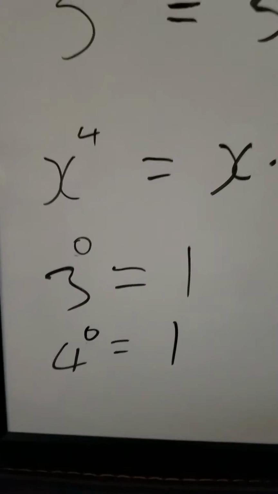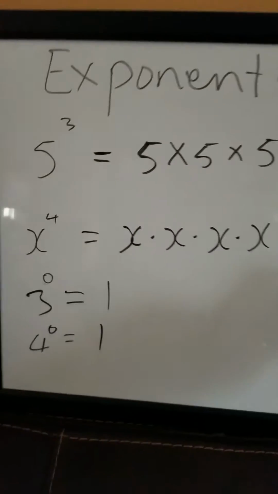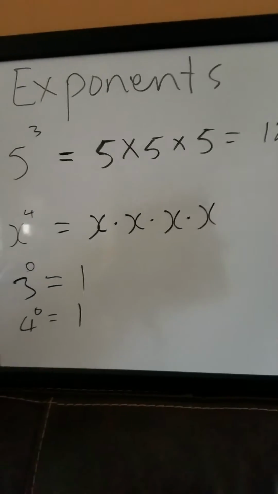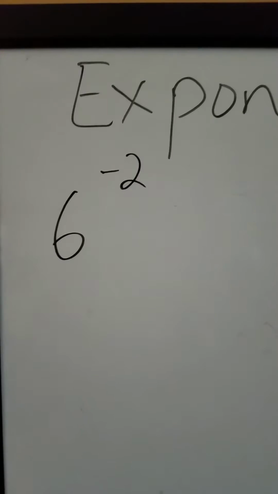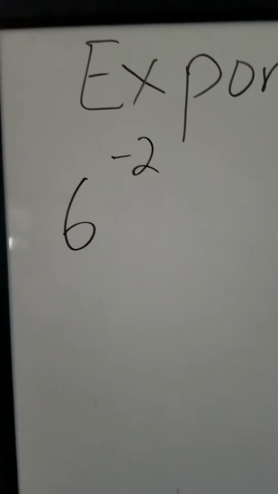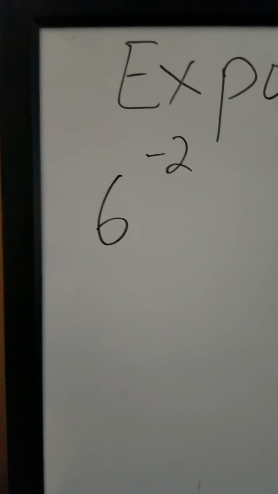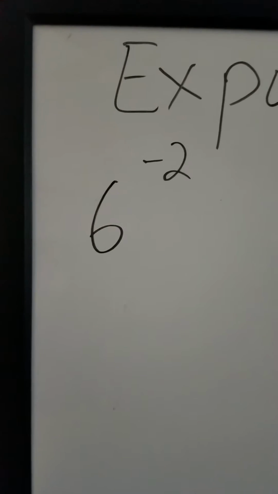Another thing that you might come across is negative exponents. Now let's take, for example, 6 being raised to the negative 2. You might be thinking, well, how could we have negative 2 copies of 6? Again, try not to rationalize it that way.